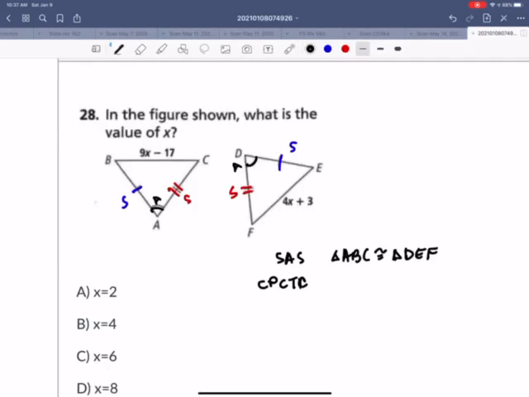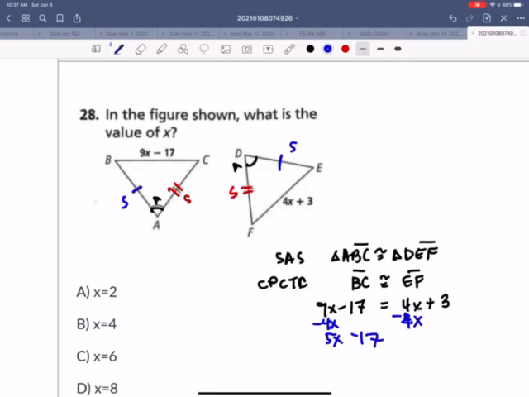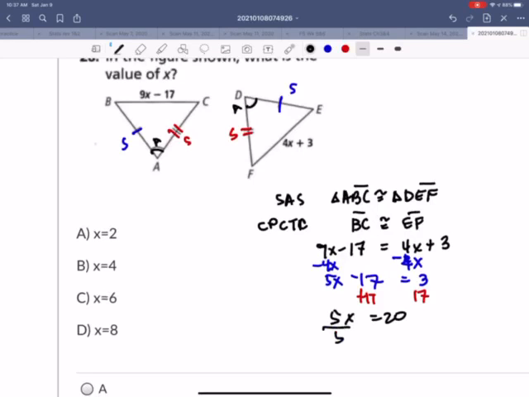Corresponding parts of congruent triangles are congruent. So since BC is first and middle, EF should also be congruent because they're a corresponding part. So I can set them equal. 9x minus 17 is equal to 4x plus 3. So if I subtract 4x, I get 5x. And if I add 17, I get 5x is equal to 20, which leaves me x is equal to 4.